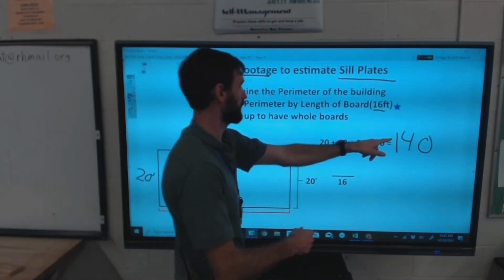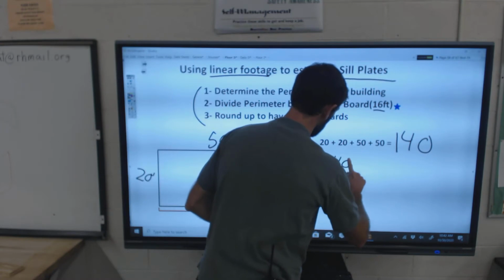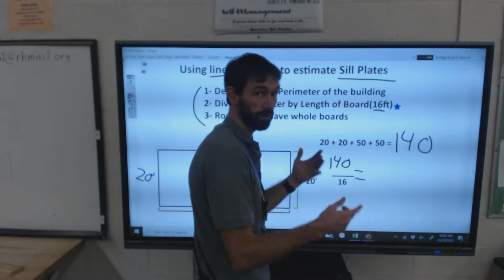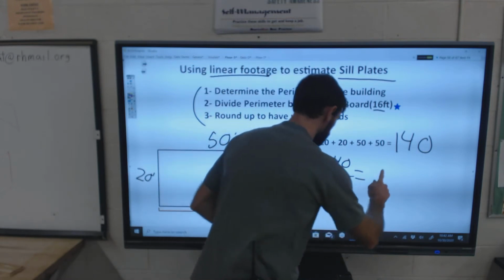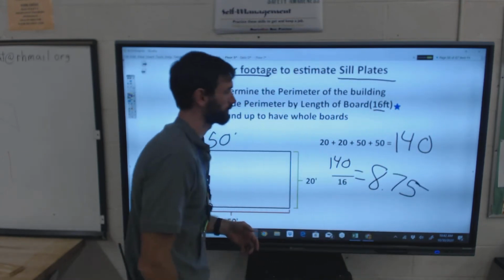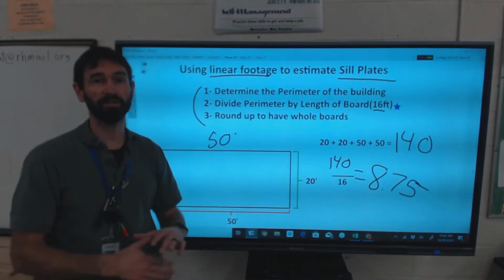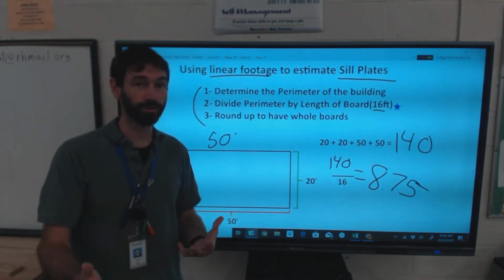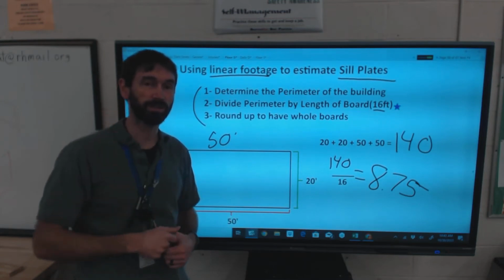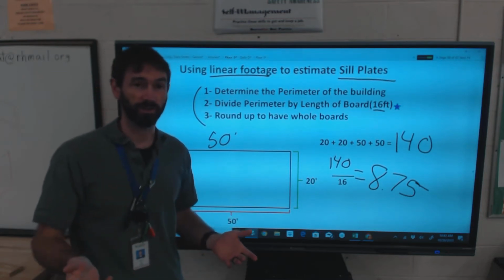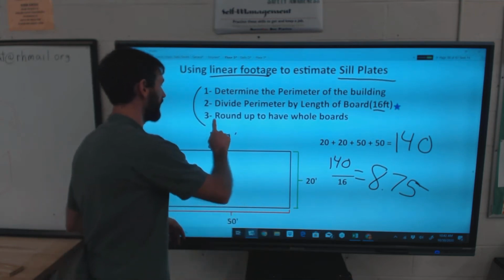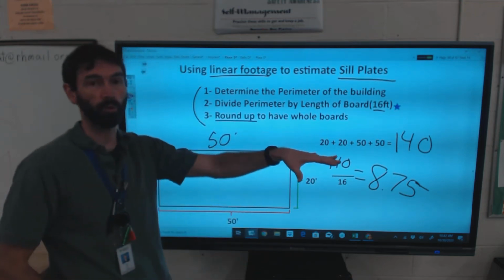All right, so we're going to take the 140, divide that by 16, and when you punch it in the calculator, 8.75. Okay, so 8.75 boards, that's what we need. Now, are you going to go to the store and say, hey, can I have 8.75 16-foot sill plates? They're going to look at you very strange. They'll say, oh, we'll sell you 9. So round up to have whole boards.